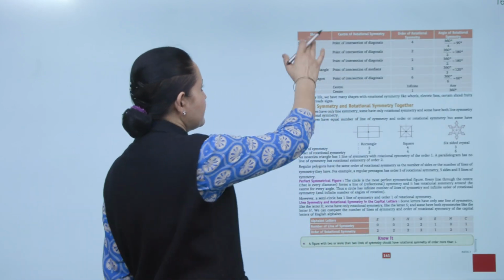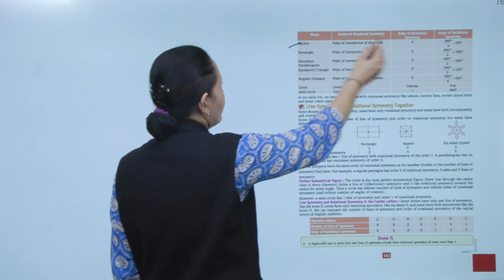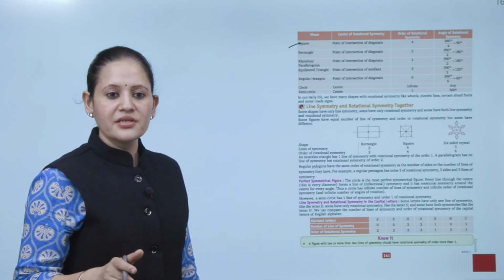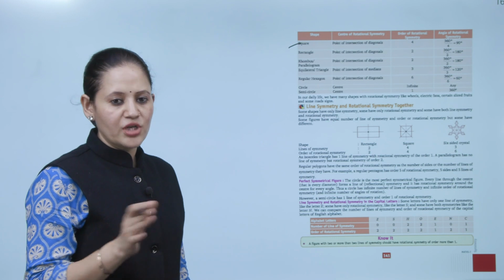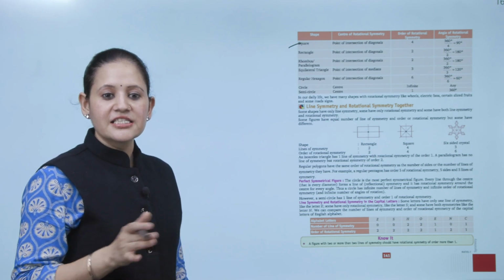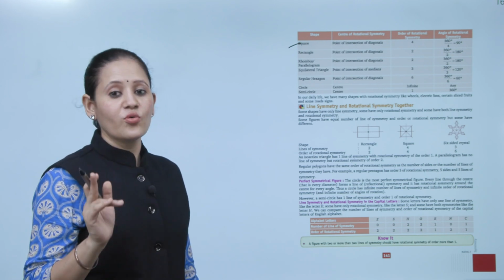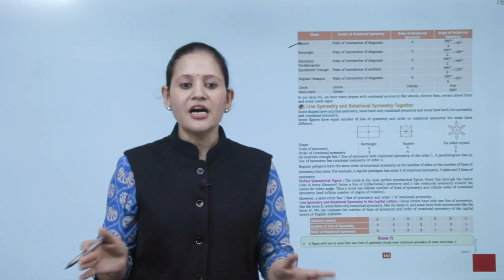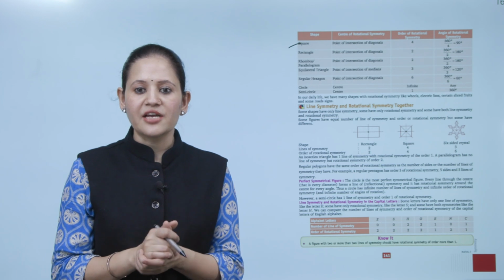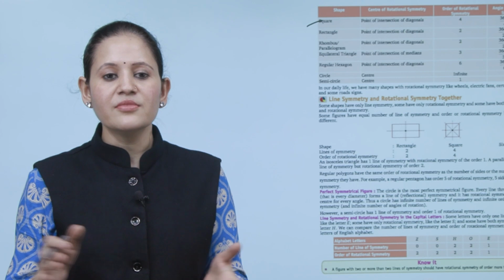So, here some shapes are given and their order of rotational symmetry. In square, order of rotational symmetry is 4, rectangle 2, rhombus 2, parallelogram 2, equilateral triangle 3, regular hexagon 6, circle and semicircle. Circle will have infinite and semicircle only 1. Clear? In daily life we have many shapes with rotational symmetry like wheels, electric fan, certain sliced fruit and some road signs.